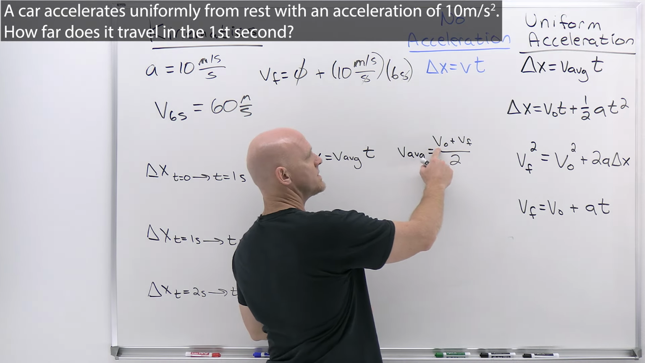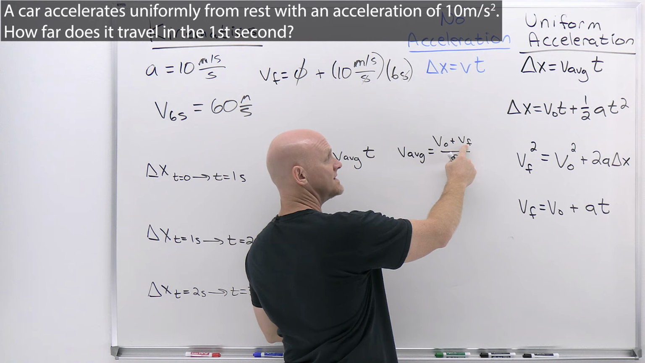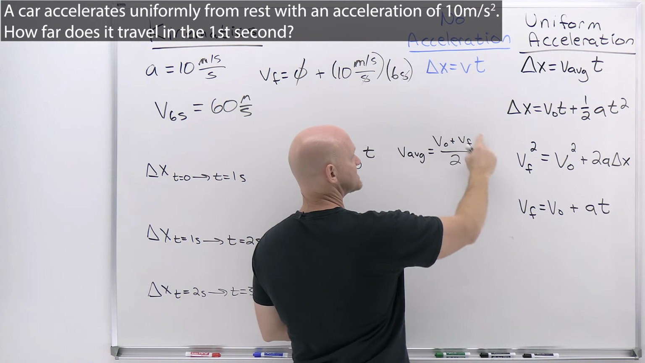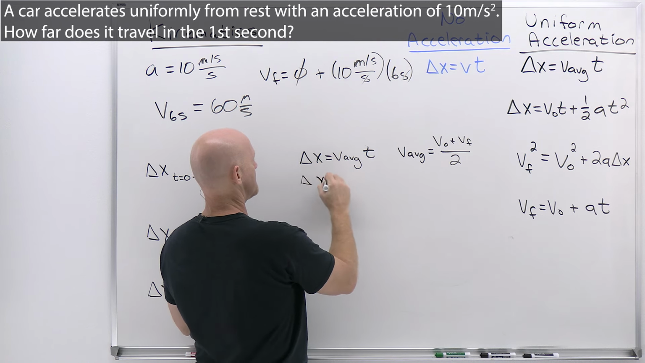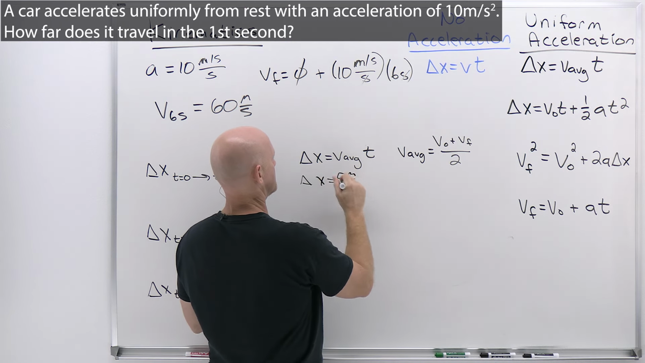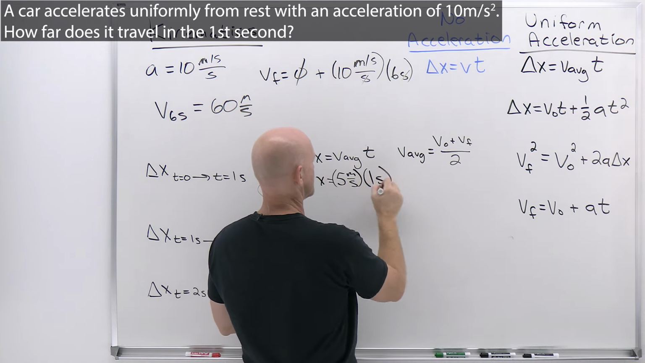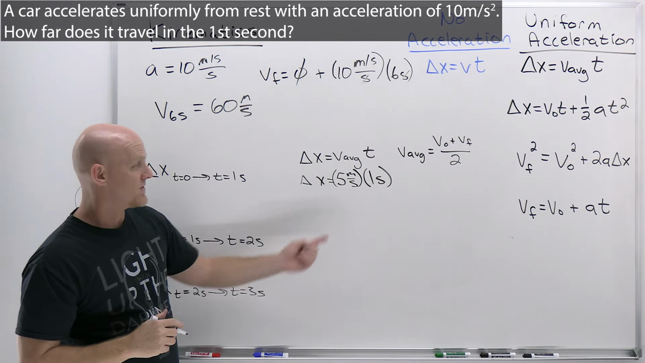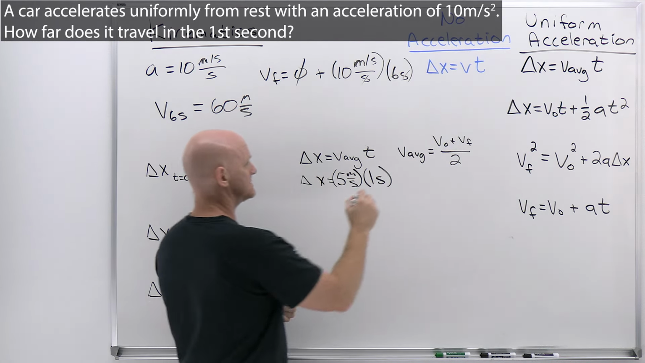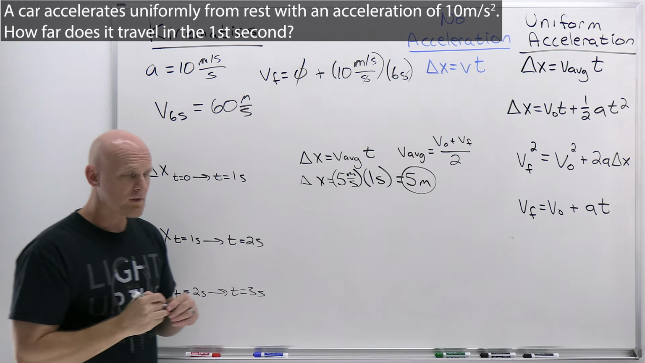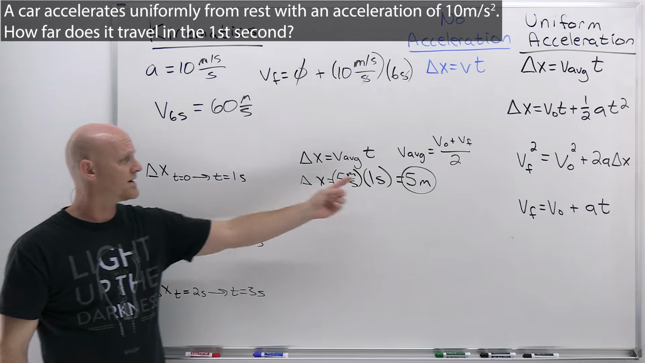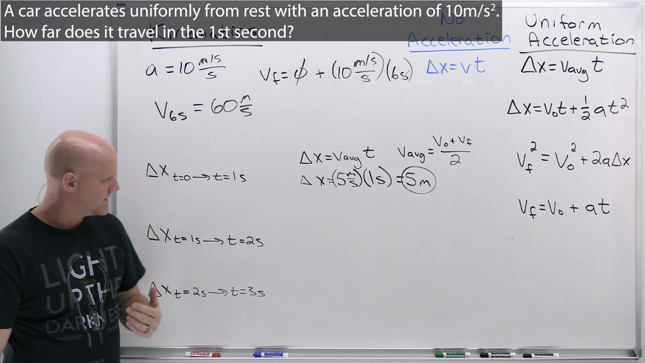So the initial velocity was 0, the final velocity at t equals 1 second is 10 meters per second, so the average is going to come out to 5 meters per second. And from 0 to 1 is 1 second, so 5 meters per second times 1 second is going to get us 5 meters. So from t equals 0 to t equals 1 second, the displacement is 5 meters.